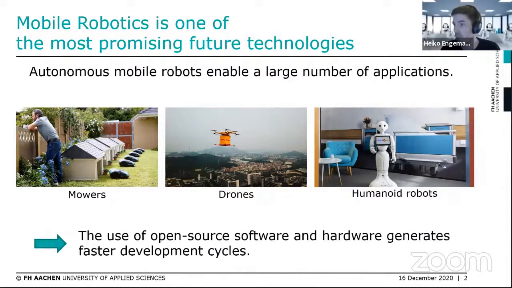Nowadays, the development of autonomous mobile systems is supported by a new way of thinking. The use of open source software and hardware components generates a lot faster development cycles. In the area of field robotics, which is a subcategory of mobile robotics, the amount of agriculture applications is constantly increasing, where precision farming, weed control, and harvesting are only a couple of possible use cases for mobile robots.